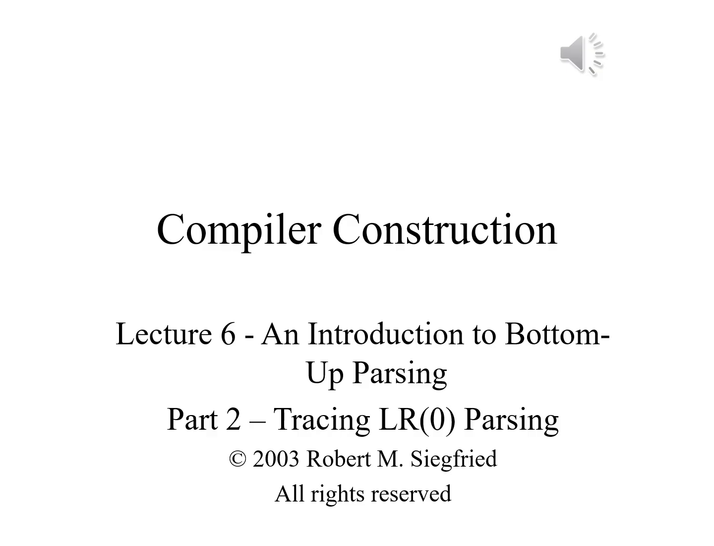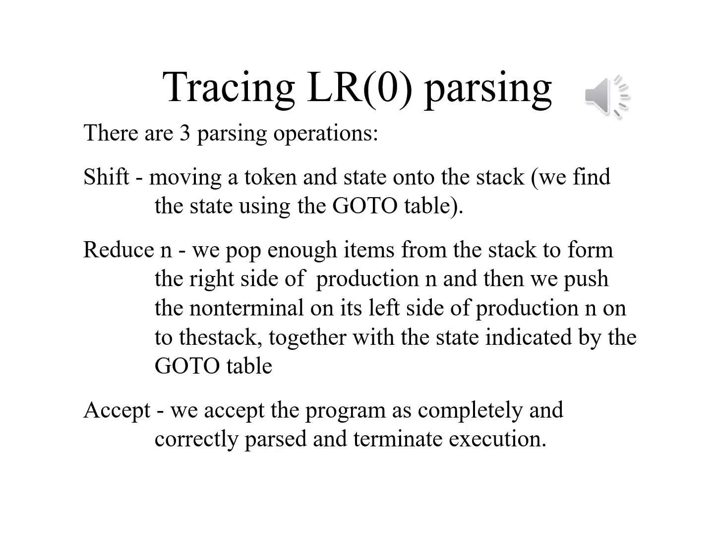In Part 2 of Lecture 6, we will discuss tracing LR(0) parsing. As we discussed earlier, there are three parsing operations. The first is shift, where we move a token and a state onto the stack, and we will find the state using the goTo table.